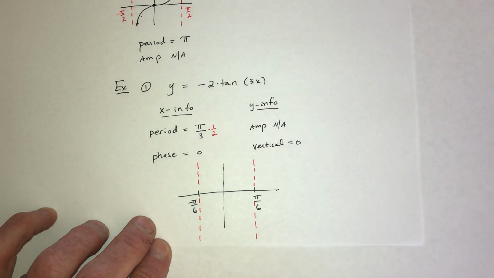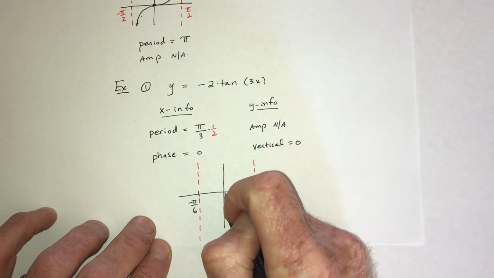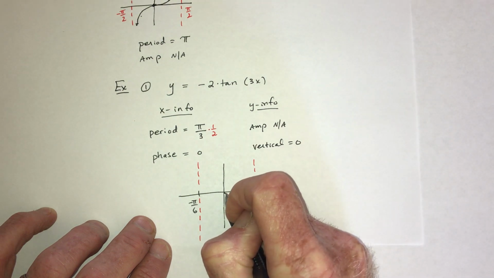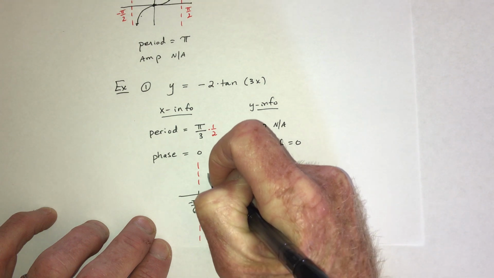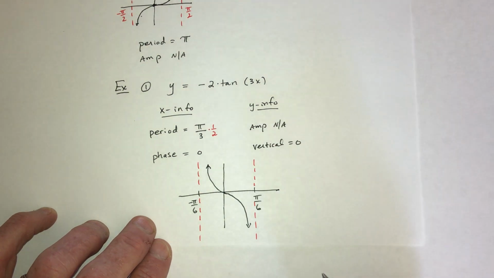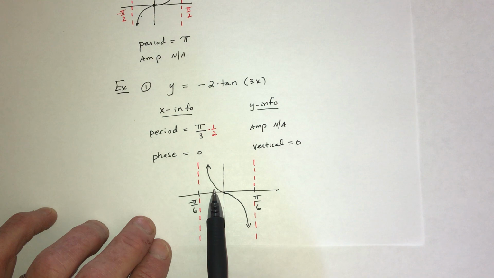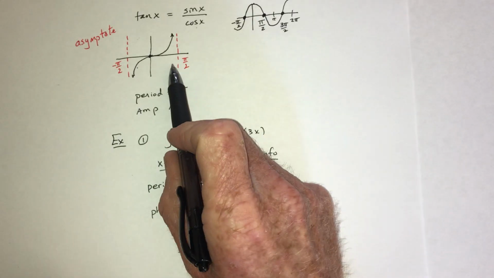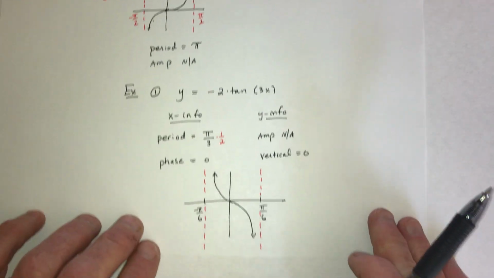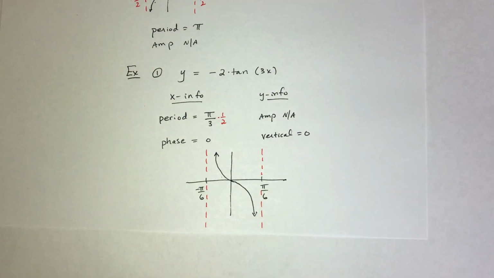There we go. And then the negative is going to make this side go down and this side go up. And I tried to make it look like this is going up a little bit faster than the original graph. Let me show you on the calculator what I'm talking about.